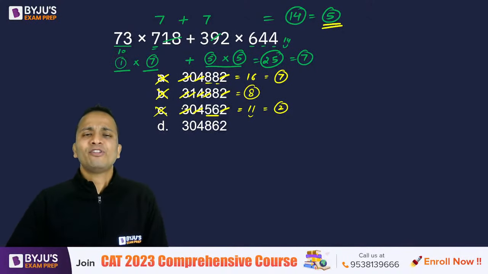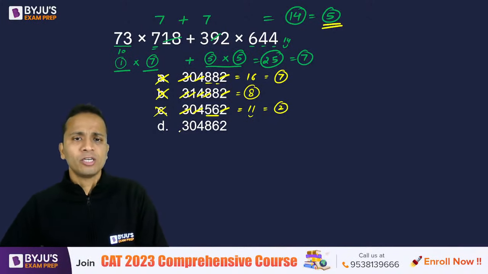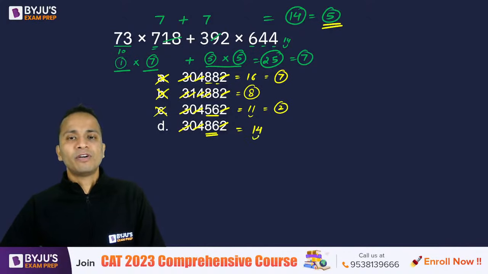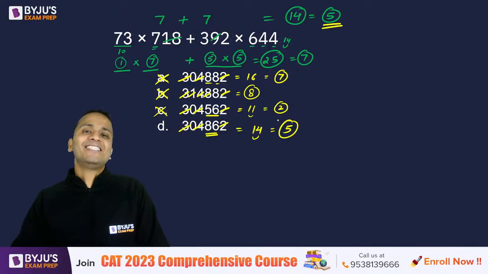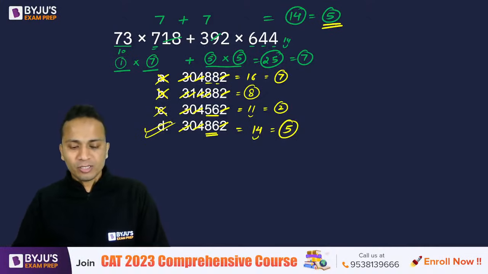Now since I'm left with only one option, you can straight away mark that one. But let's check if I'm getting a digital sum of 5 or not. So 3 plus 4 plus 2 is 9. I'll remove this. Added both. 8 and 6 is 14. Further in 14, 1 plus 4 is 5. So finally a digital sum of 5 is obtained and that should be the answer. So option D will be the correct answer for this one.